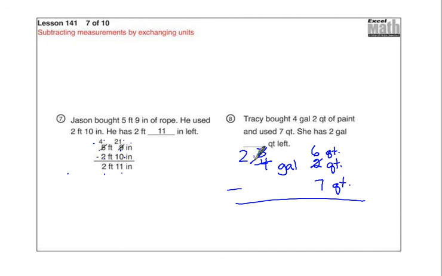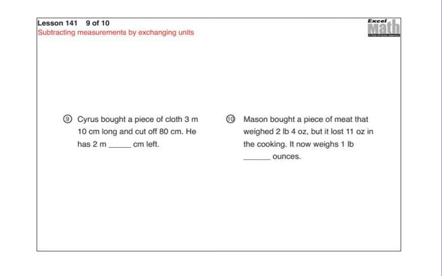Let's make this a 2. We add 4 more to this. We get 10 quarts. Now we can subtract. 10 minus 7 is 3. 3 quarts. And 2 take away nothing is 2. 2 gallons, 3 quarts. That one was a little bit trickier. All right, here's number 9 and 10. Pause the video, turn it back on when you're ready to see the solutions.